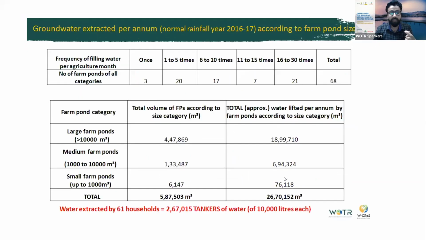Coming to the next. Now, talking about the frequency, the first table optimizes the frequency of farm pond filling on an annual basis, where the frequency varies from 1 to 30 times depending upon the size of farm ponds. As per the frequency of filling, the total volume of water was calculated on an annual basis, and it was found that 26.7 lakh cubic meters of water is being lifted by 61 households, and this will be equal to 2,67,000 tankers.